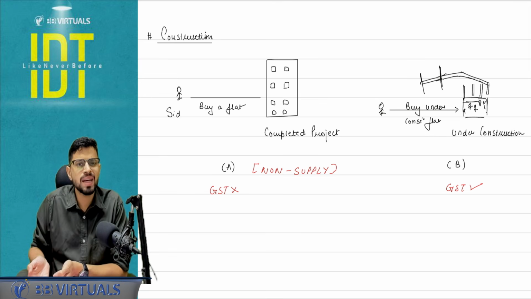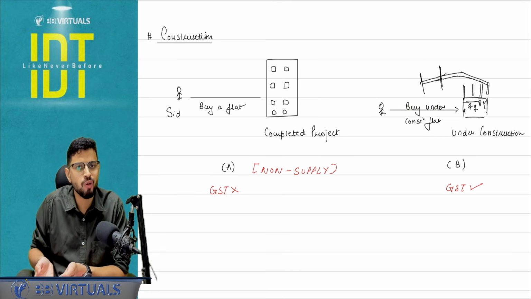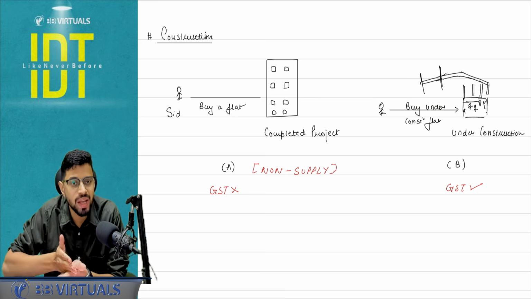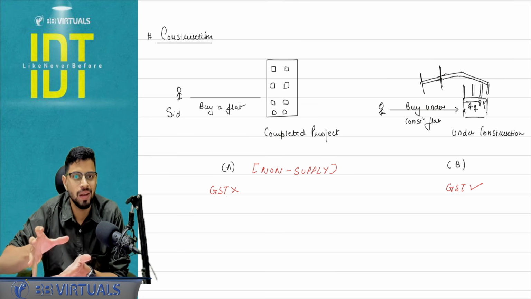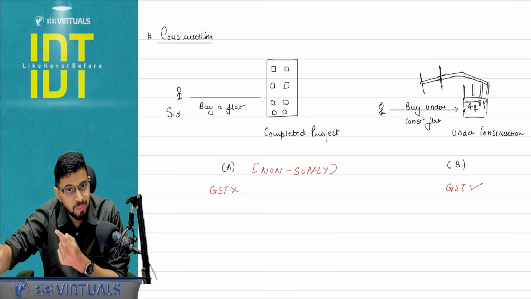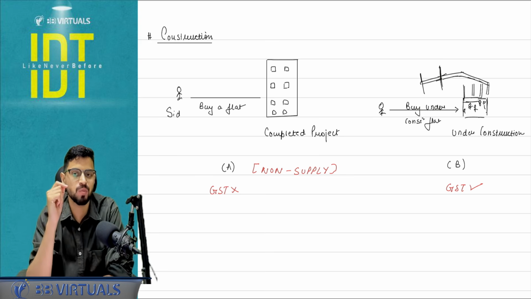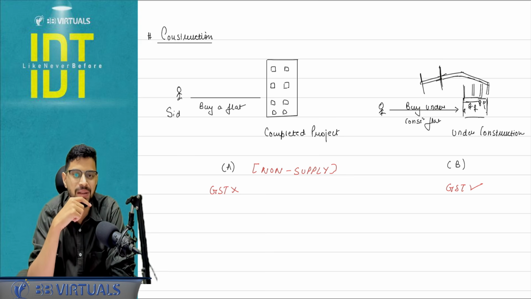Case number 2, the builder is still working for you. He's constructing the floor for you, and you have already bought the property. You have already exercised your right. And now the builder is working for you. It's an under construction property. In that case, the GST is applicable.